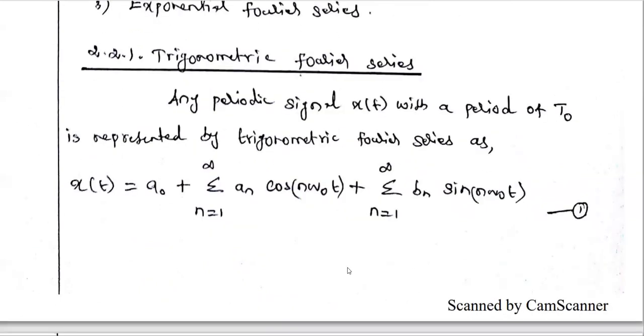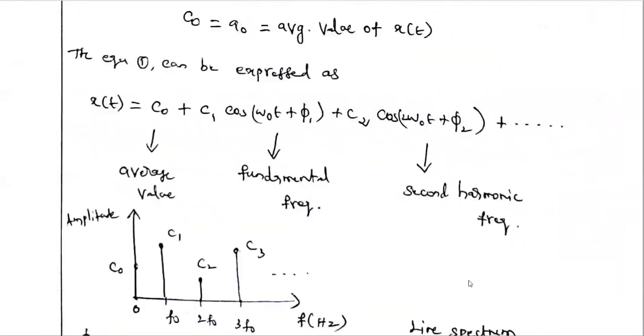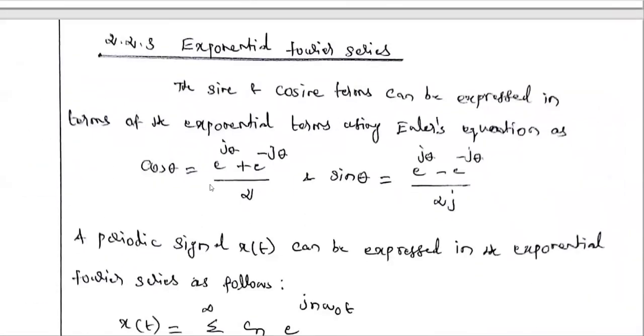In the exponential Fourier series, we express the cosine and sine terms in e power form using Euler's identity. You know the relation between e power j theta and cos theta. Cos theta can be written as e power j theta plus e power minus j theta, divided by 2. Similarly, sine theta is e power j theta minus e power minus j theta, divided by 2j. Using this, we express the sine and cosine terms in exponential form. So that Fourier series is called the exponential Fourier series.